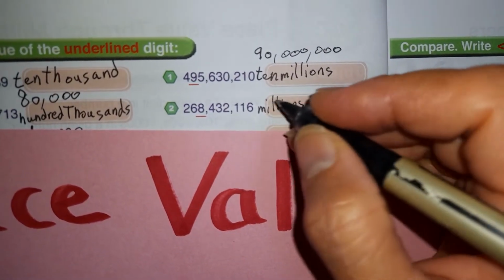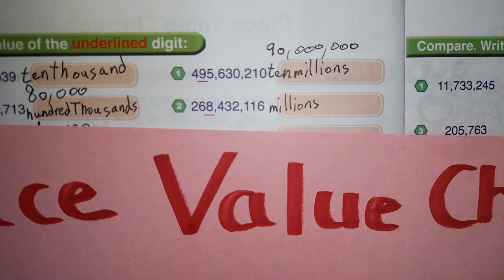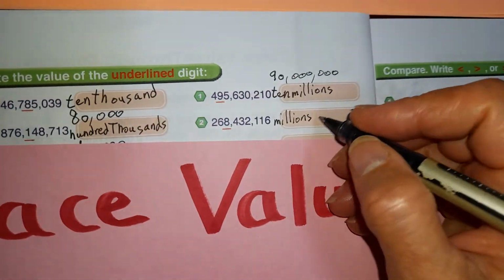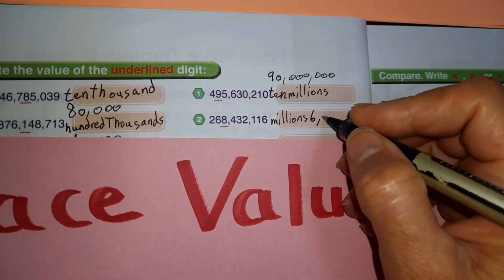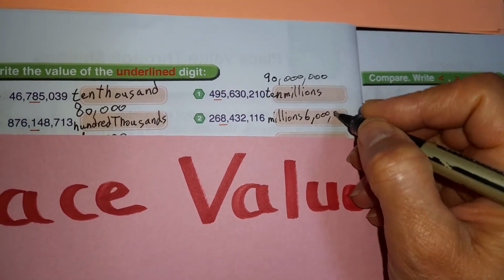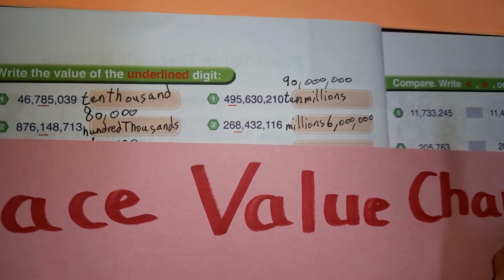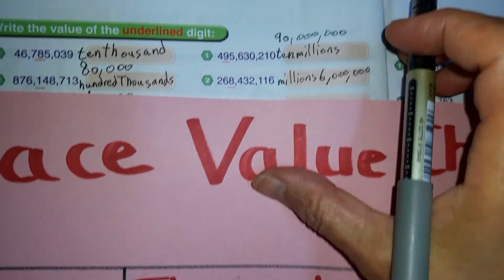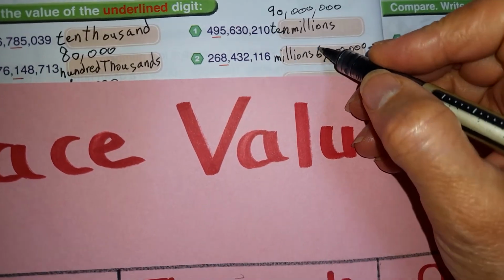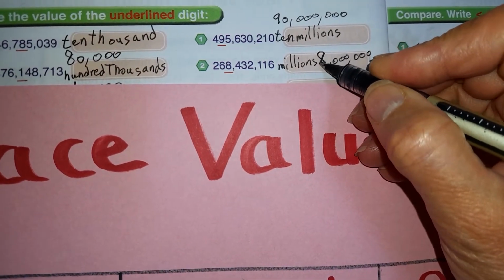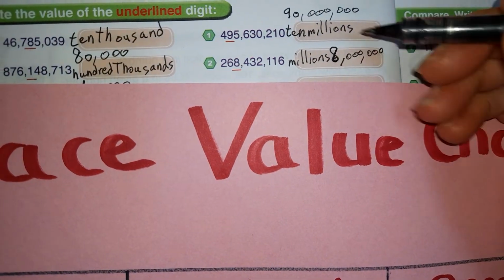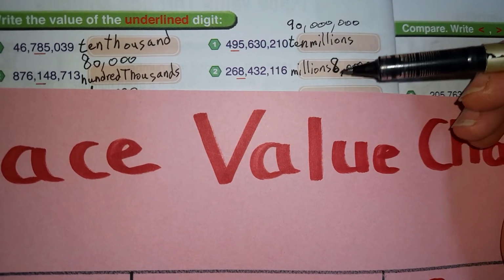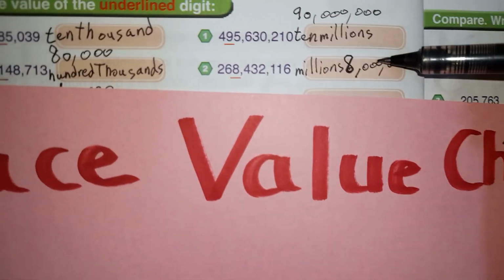Okay, now how many zeros for the 8? In millions, 6 zeros in front. So it will be 6 with a comma, 1 2 3, 1 2 3. It is 8, yes, not 6. It is 8 millions, sorry. 8 in the ones millions, I mean millions. 8 with 6 zeros, it will be 8 millions.